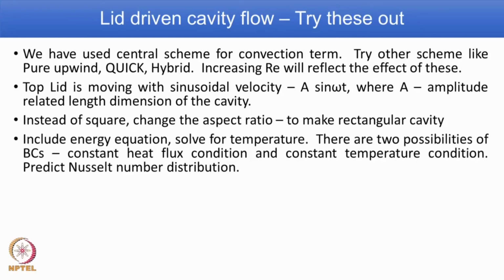And we explained the problem with only primitive variables, that is the u momentum equation, v momentum equation and continuity equation. You can also include any other scalar equation. For example, you can include the energy equation and solve for temperature distribution. Here again there are two further possibilities for boundary condition. One, you can use a constant heat flux boundary condition, the other a constant temperature boundary condition. Then predict the Nusselt number variation and understand the thermal characteristics associated with this flow.